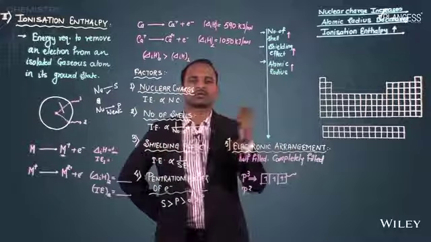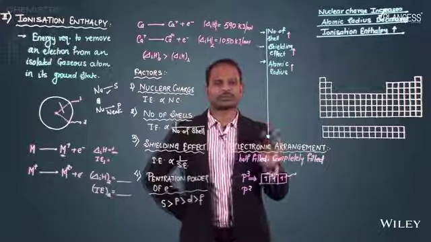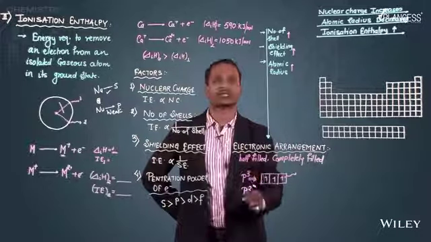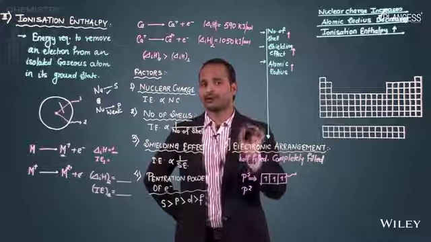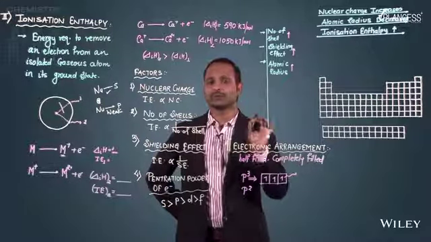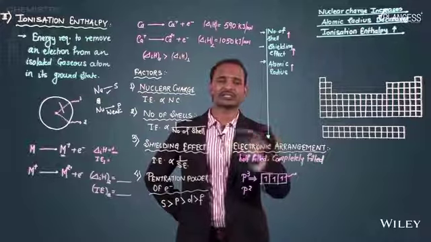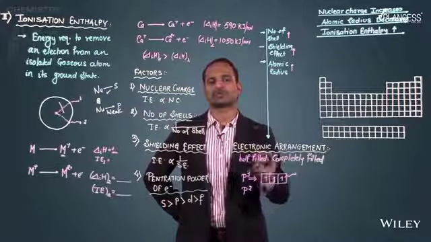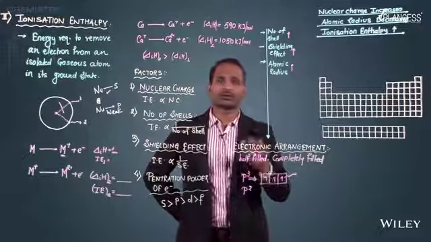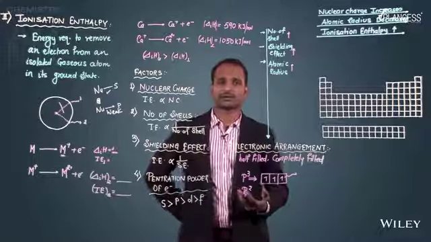Or it happens with d5 and d10, meaning half-filled and completely filled stability. We will see some examples based on this, that is, on electronic arrangement. If after the removal of an electron an atom loses its stability, then it requires a very large amount of energy to remove the electron compared to the expected energy.